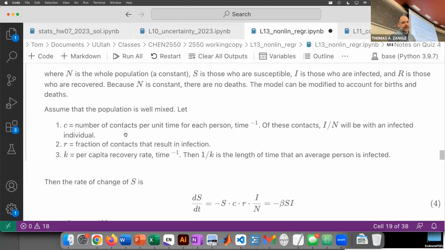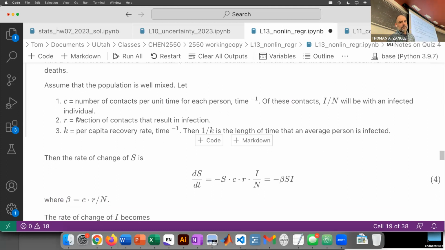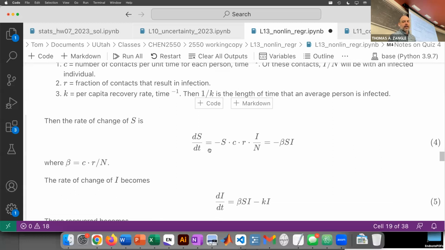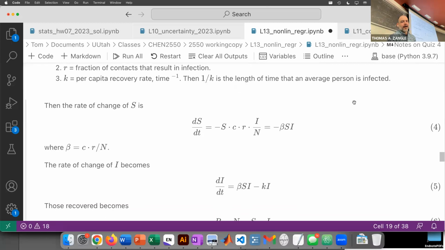So then if we have a number of contacts per unit time for each person as C, and I over N of those contacts will be with an infected individual just by random chance. R is the fraction of contacts that result in infection. So it's something like the infectious rate of the disease. And K is the recovery rate. So 1 over K is the average length of time someone's infected. Not dwelling too much on the models of this parameter because it's not a class on modeling disease, but rather a class on how we can use this kind of thing.